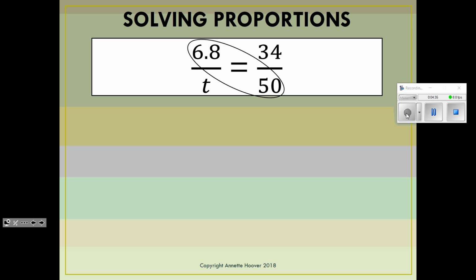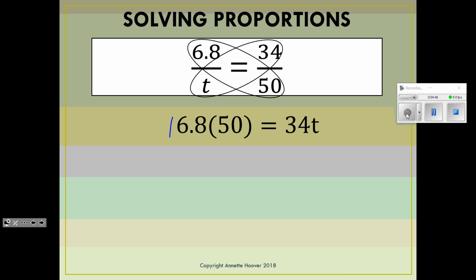Again, let's try our butterfly wings. On one side, we're going to have 50 times 6 8/10. On the other side, we're going to have t times 34, or 34t. We're going to do our multiplication first. 50 times 6 8/10 is 340.